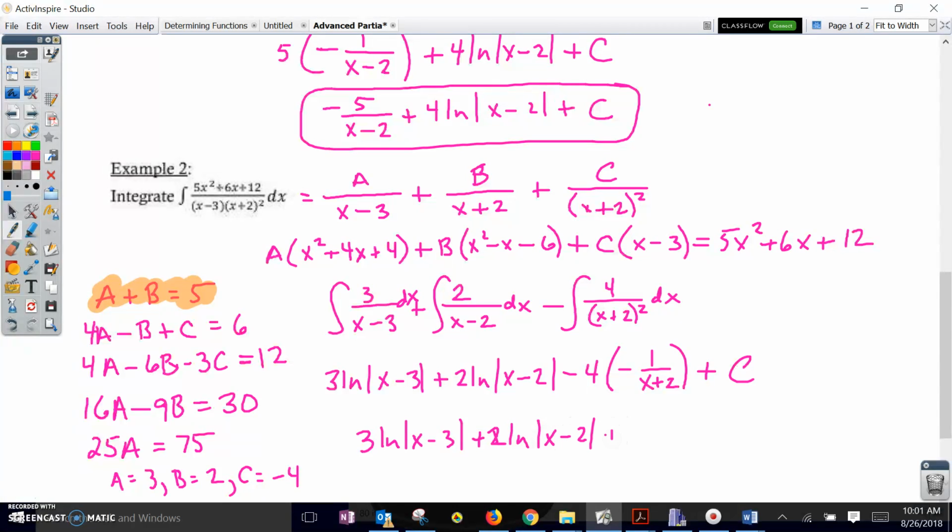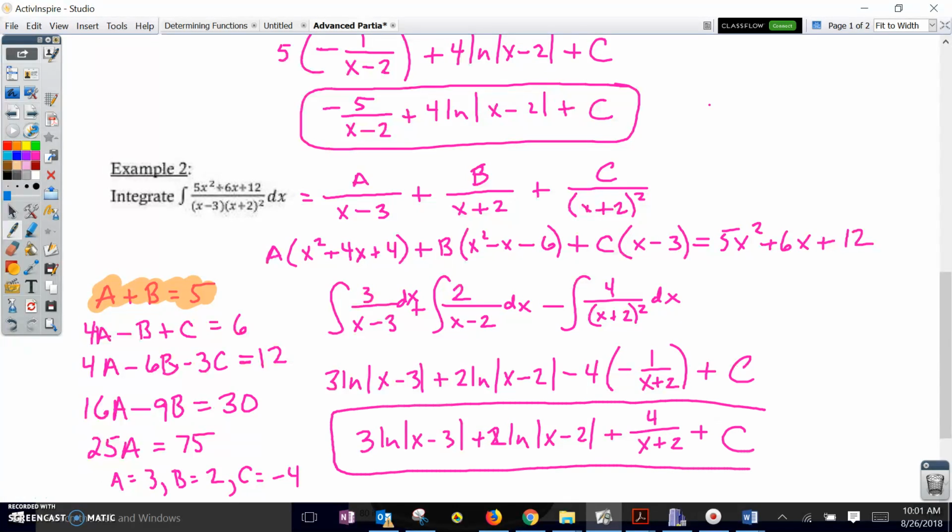And arrive at my final answer for my integral. Alright, we'll stop there. Join me next time for one more example of an advanced partial fraction problem.